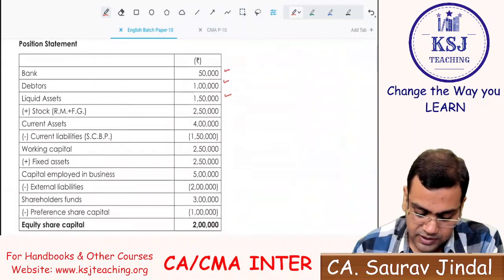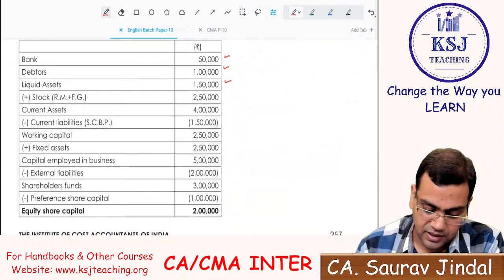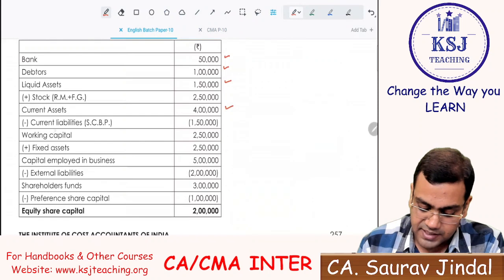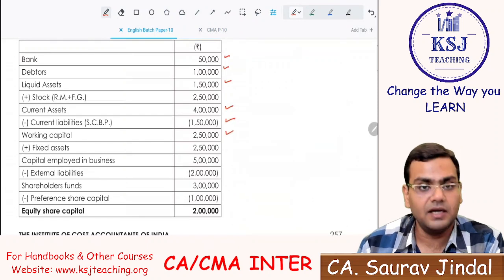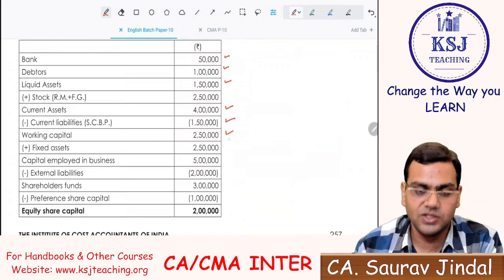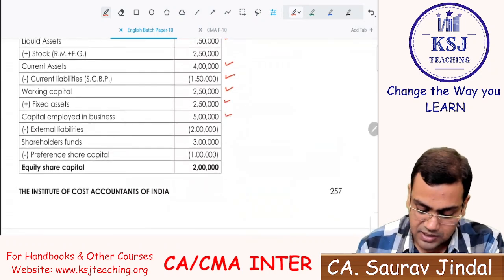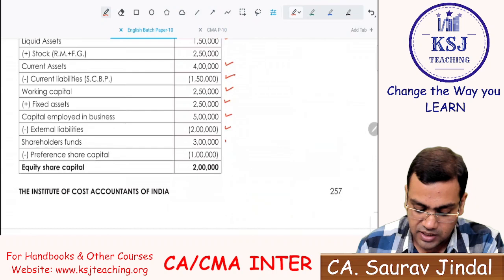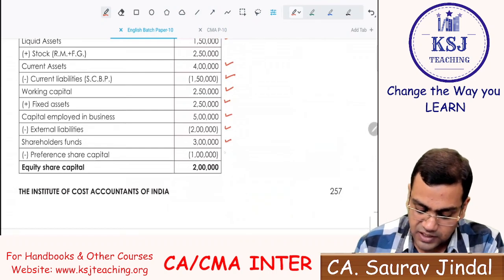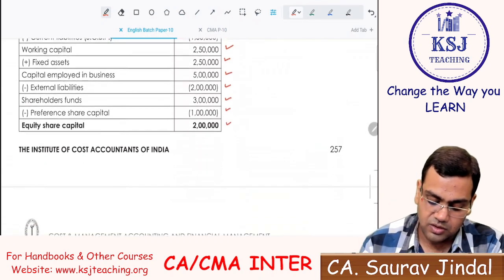Right, sir? So this is the position that they have provided: current assets minus current liabilities gives you the working capital. Add fixed assets, and you get the capital employed in the business. Minus the external liabilities, you get the shareholders' funds. Minus preference share capital, you will get the equity shareholder capital.